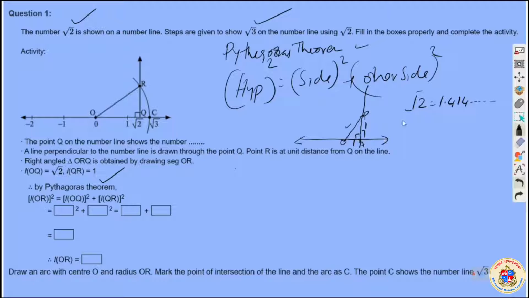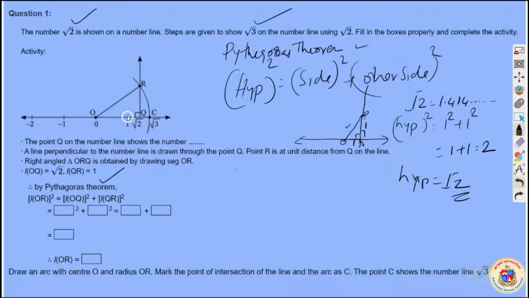The hypotenuse square will be equal to, according to the theorem, 1 square plus 1 square, which is equal to 1 plus 1, which is equal to 2. That means hypotenuse will be equal to root 2. So this will become this hypotenuse.